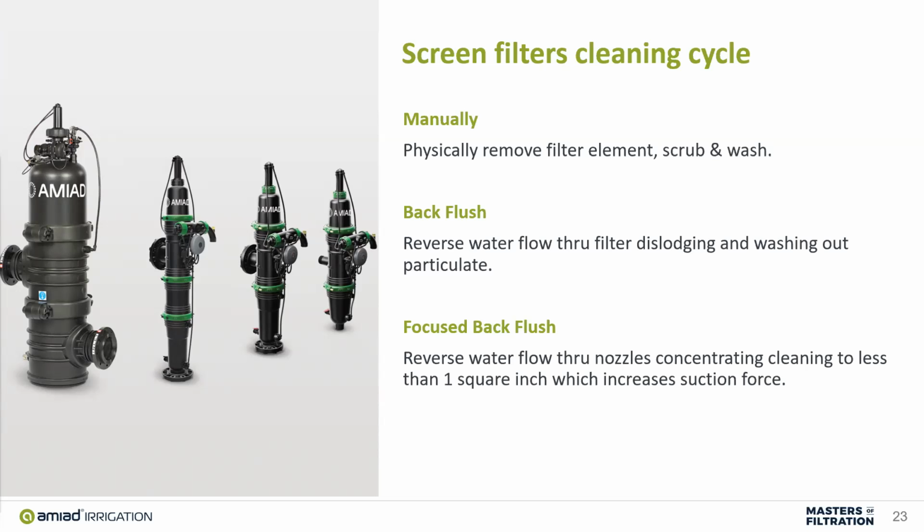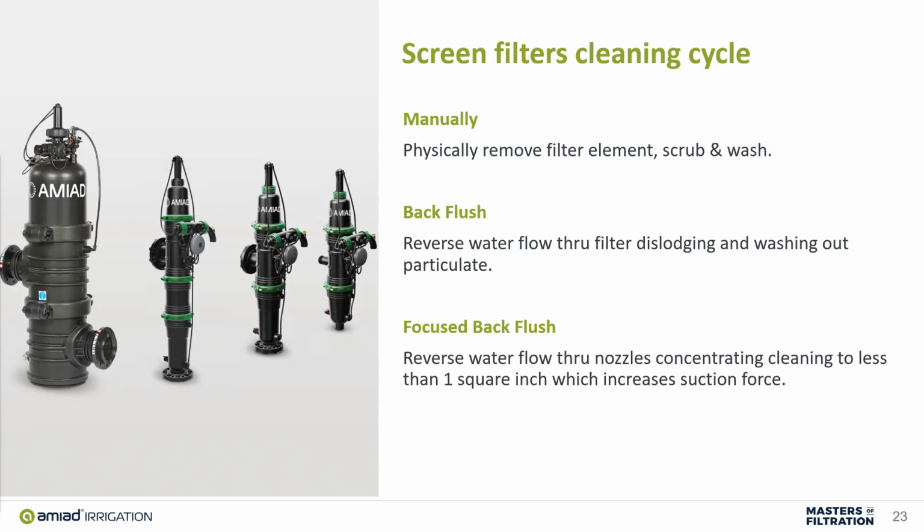Next, we have the backflush, or reverse water flow through the filter, dislodging and washing out particulate. This is what I call the indirect backflush. If you have a valve on the bottom of the filter, that's a great valve to have. It can be opened up to allow water to flow and get the majority of the bigger particulates that are on the inside of the screen. Not a bad option for cleaning, but it doesn't clean the filter totally properly and as well as it could.